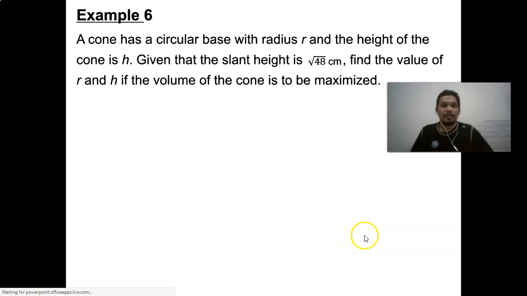Okay, a cone has a circular base with radius of r and the height of the cone is h. Given the slant height is root 48, find the value of r and h if the volume of the cone is to be maximized. So let's sketch the picture of the cone here.